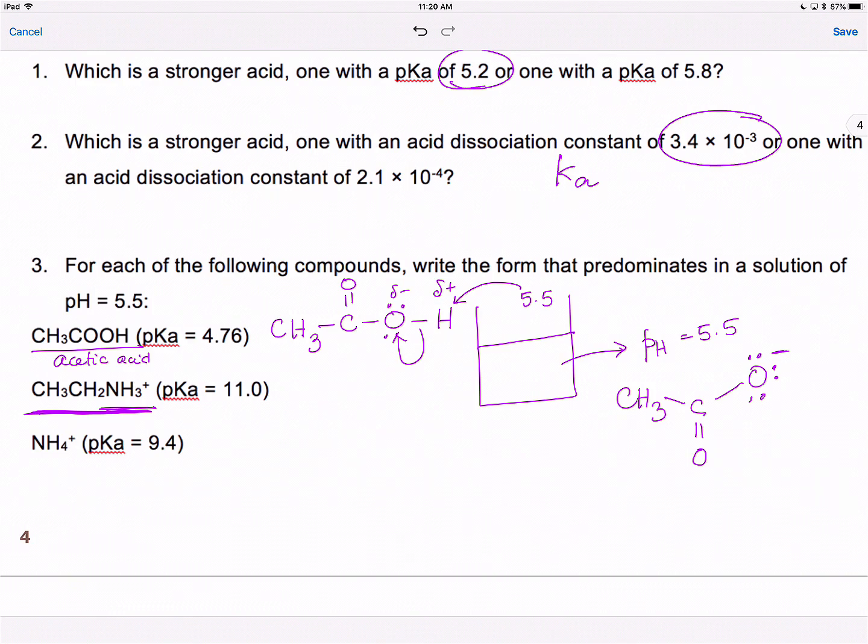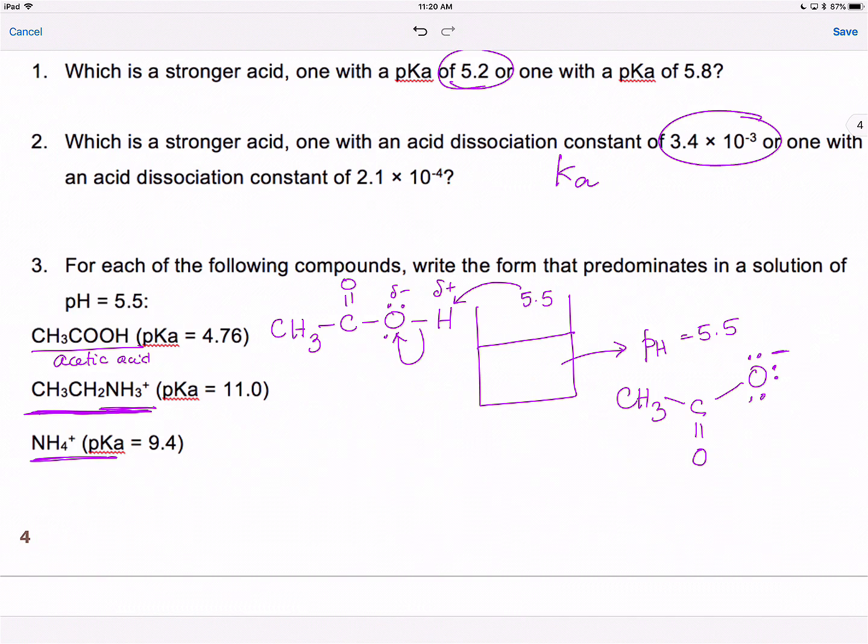So the stronger acid is 5.5. So 9.4 is going to stay as such, NH4 plus. It's not going to give up its proton to a stronger acid, so you can leave the predominant form as such. So it depends. The point here is a compound can function as an acid or base depending on what the other compound is. It's all relative.